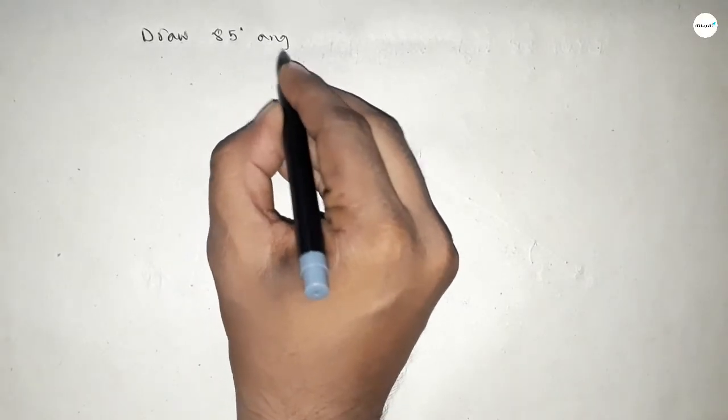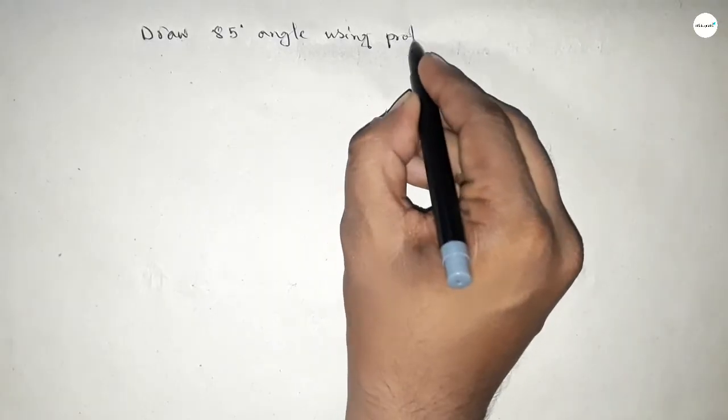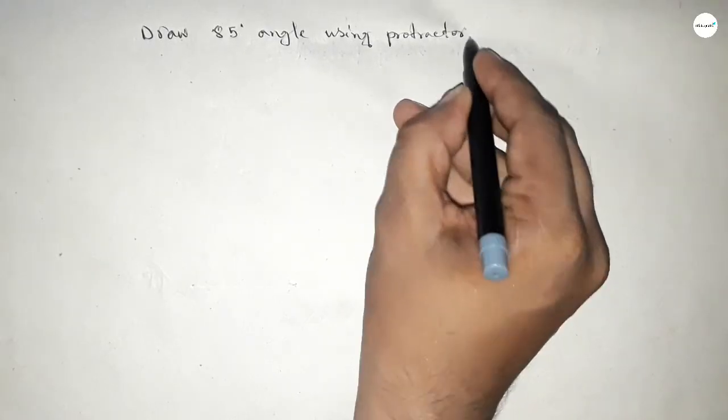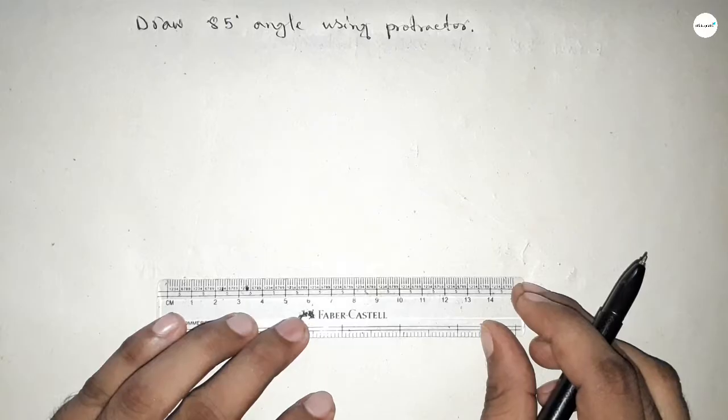Today in this video we have to draw an 85-degree angle by using a protractor. So, constructing an 85-degree angle by using a protractor. So let's start the video.